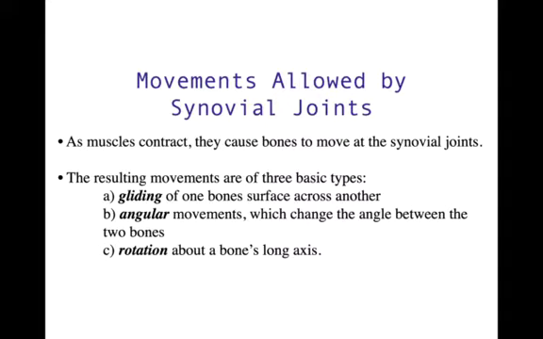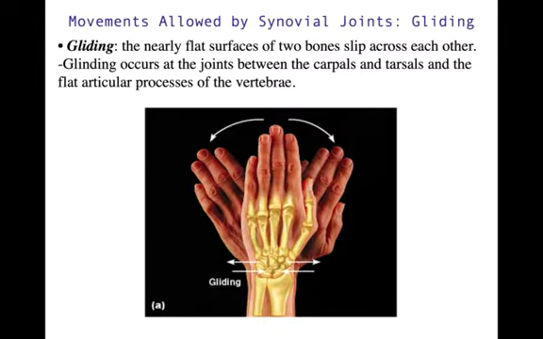Okay, adduction, right? Or you can have rotation. Okay, where a bone rotates along the bone's axis. So the first one is gliding. This one's not in your lab manual, but we're just going to describe it anyways.